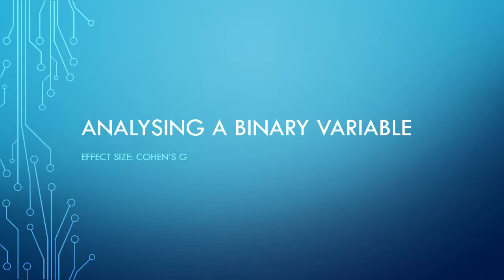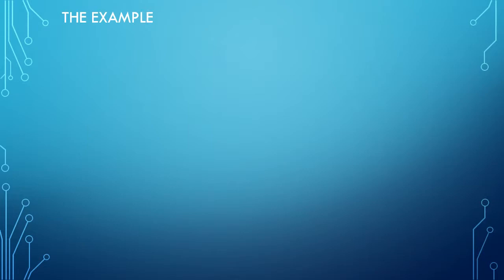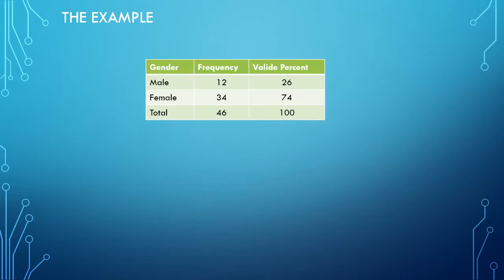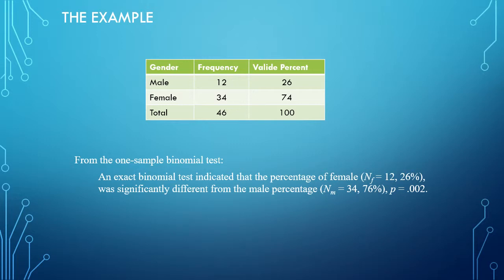Welcome to analyzing a binary variable about the effect size Cohen's G. The example I used in my previous video was about gender, where people could choose between male and female, and 12 people identified as male and 34 as female, which boils down to 26% versus 74%. Now, we already did a video on the one sample binomial test, and from there we could conclude that those two percentages are indeed significantly different from each other.